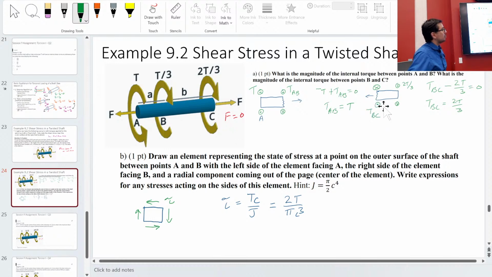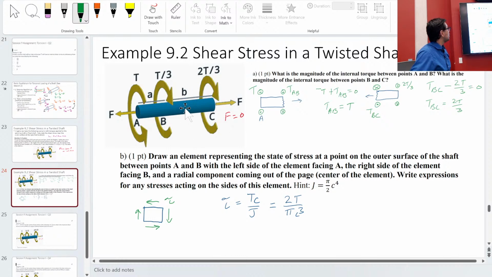That's what this diagram is. This is representing the A to B section right now. This one is TAB. And just to be absolutely sure, TAB represents the internal torque, correct? Yes, the torque in between these two that the shaft is experiencing. And then TBC is here.